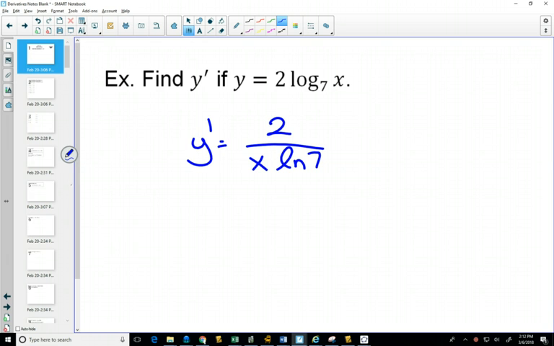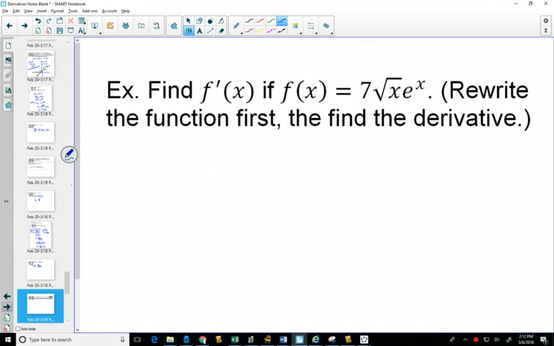Ready to stretch your brains a little bit and do some with all of the other rules? Together, or do you want to try it first on your own? Together? Okay. So first of all, whenever I see square roots, I would take the time to rewrite it as an x to the half. What's our main rule that we're going to have to use?